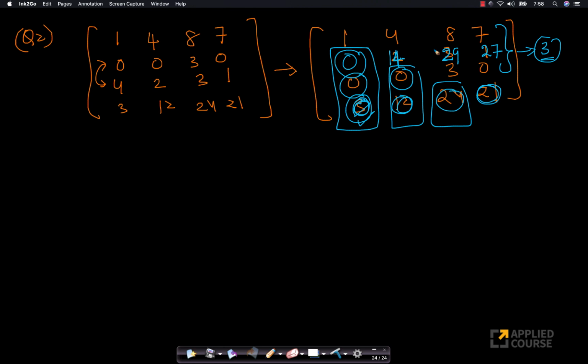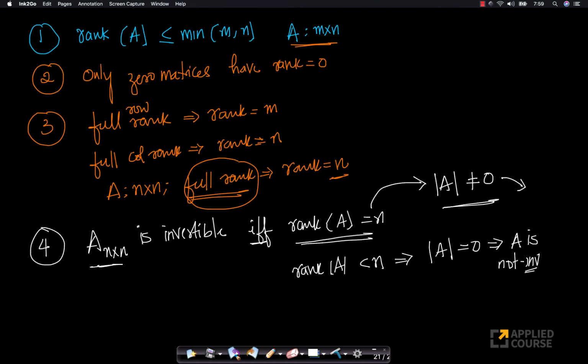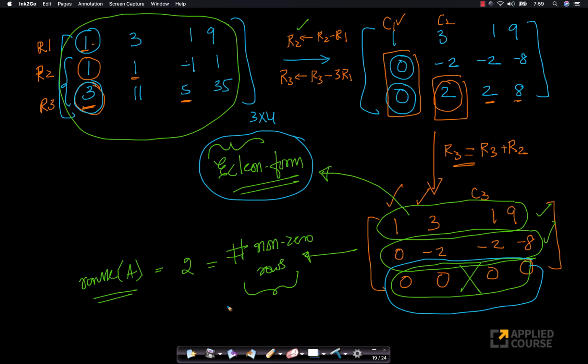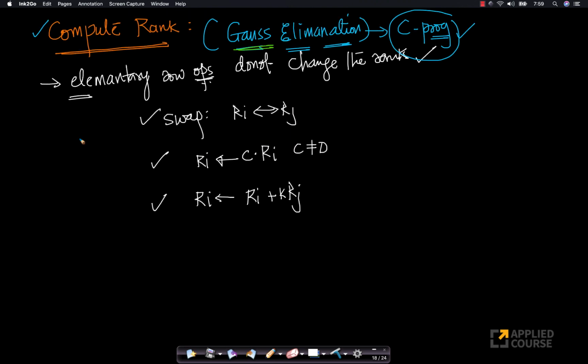Look at how I have done everything in a very short space, very quickly. Because this whole thing became 0, there are only 3 non-zero rows, so the rank of this matrix is 3. Very simple. Computation of rank using echelon form, by converting using some very simple row operations, is super easy. It all works out because elementary row operations do not change the rank. That's the key takeaway.